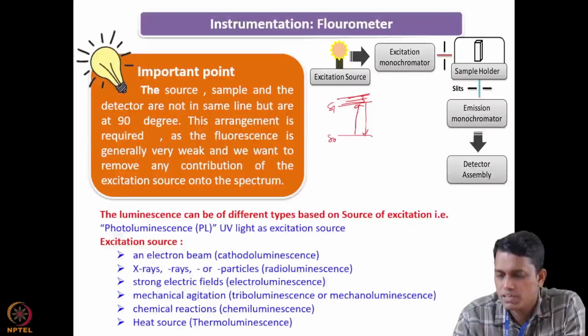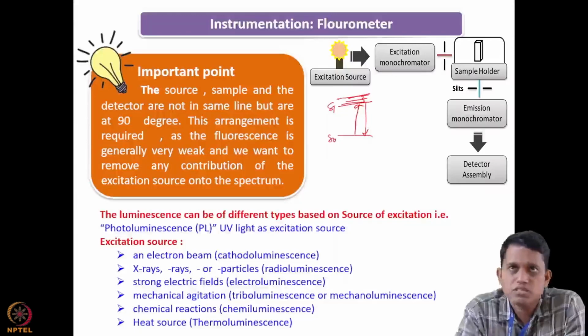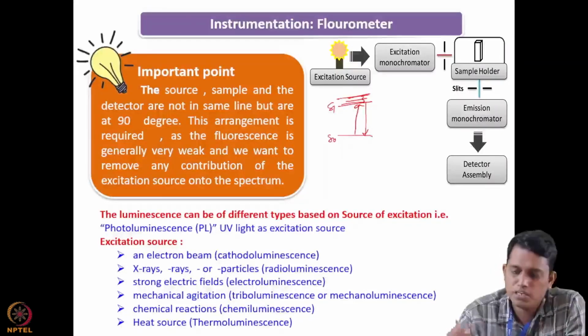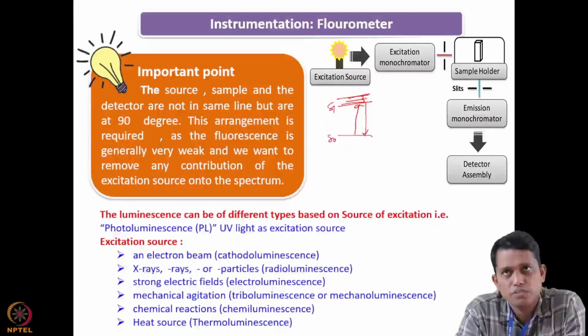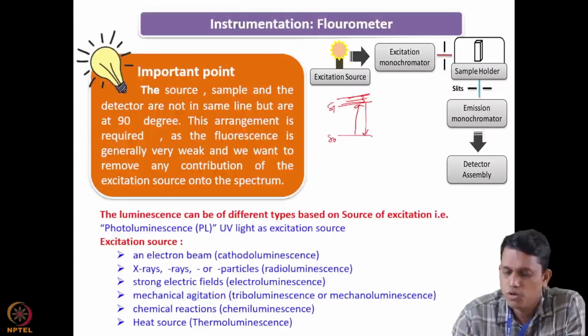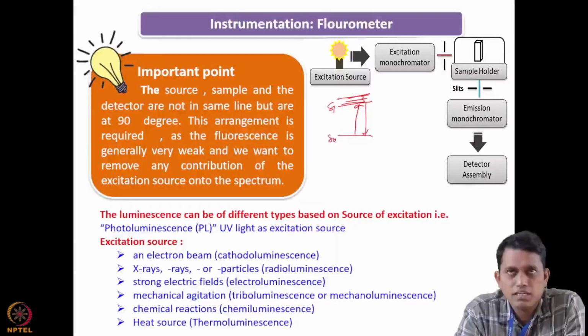If you keep the detector here, whereas the emission signals are very weak, you will only be recording the excitation source spectra. You will not be able to get emission profiles. So for that reason, to avoid this intensity from the source, we put the emission detector at 90 degrees, and from there you select the emission monochromator, record the emission spectra, and you get spectra.